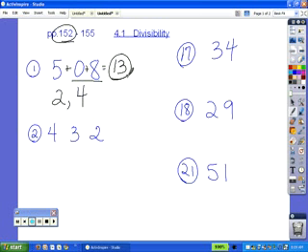For a number to be divisible by 10, it has to end in a 0. Since 508 does not end in a 0, it is not divisible by 10. So your answer for number 1 would just be 2 and 4.